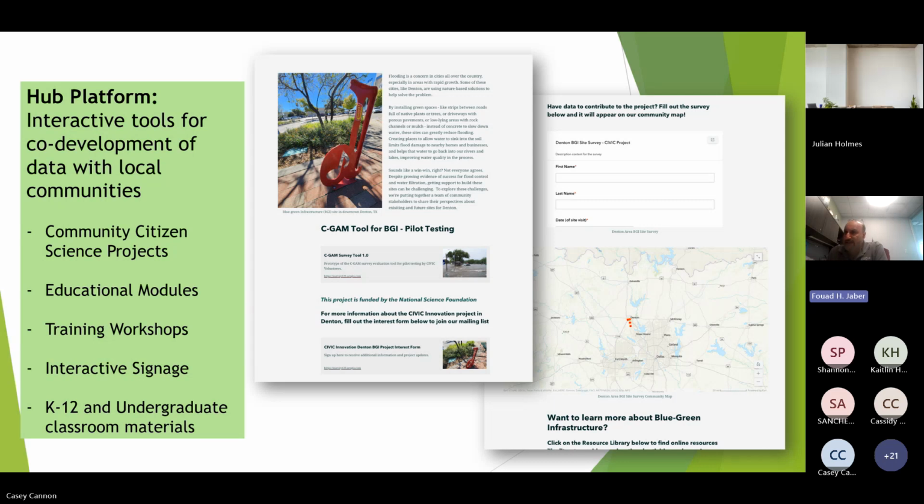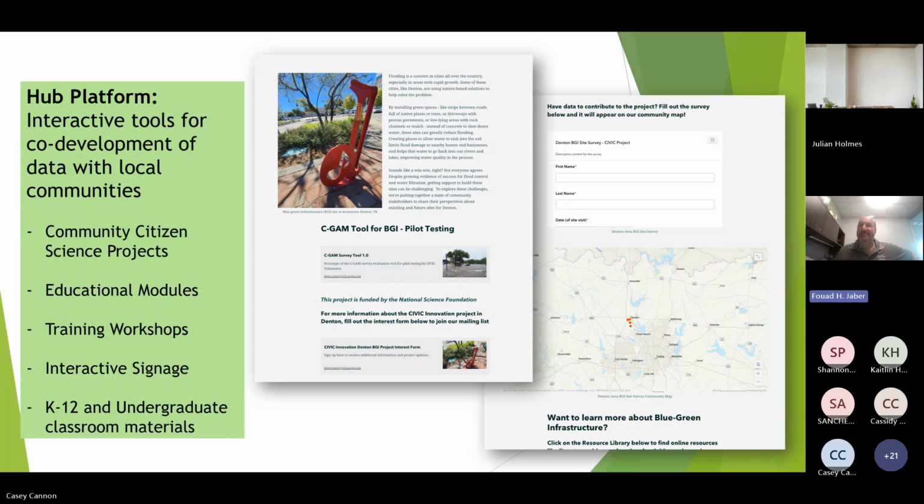You can fill it out, add your information, and in reality it's not limited to Denton. Right now the existing blue-green infrastructure or green stormwater infrastructure practices are mostly in Denton, but as mentioned, you can add some and comment on them. So if you have time later, you can do that. And then the hub has more beyond that tool.